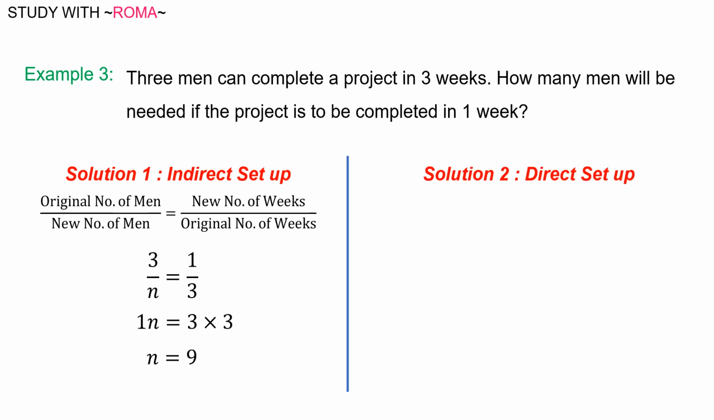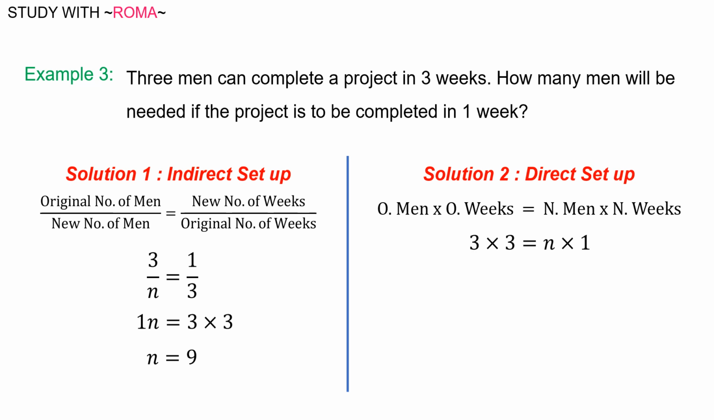Solution number 2, direct setup. Original number of men times original number of weeks equals new number of men times new number of weeks. So 3 times 3 equals n times 1, which is 9 equals n, or n equals 9.